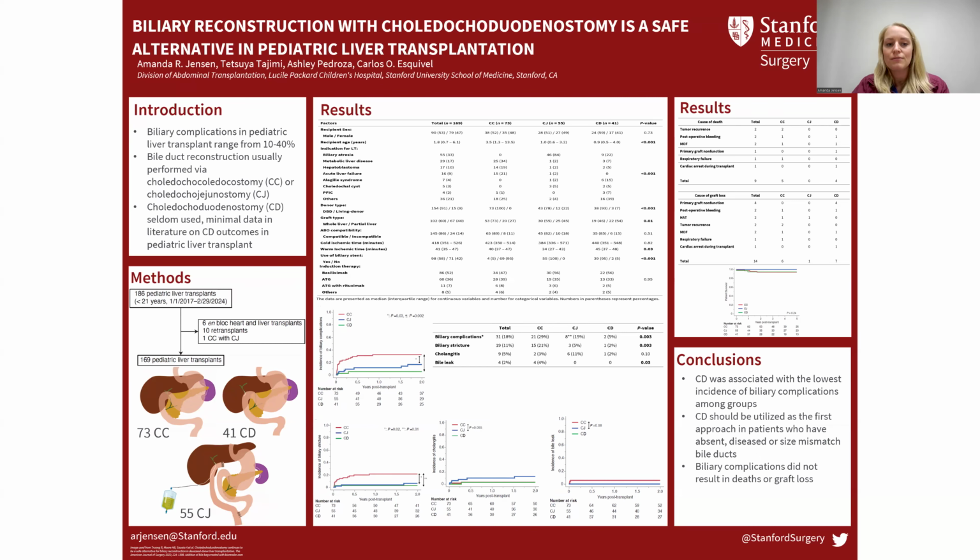Biliary complications following pediatric liver transplant range from 10 to 40%. Bile duct reconstruction is usually performed via choledochoduodenostomy or choledochoduodenostomy. Choledochoduodenostomy is seldom used and there is minimal data in the literature on choledochoduodenostomy outcomes and occurrence of biliary complications within pediatric liver transplant literature. Primary outcomes for this study were bile leak, anastomotic stricture, and cholangitis.